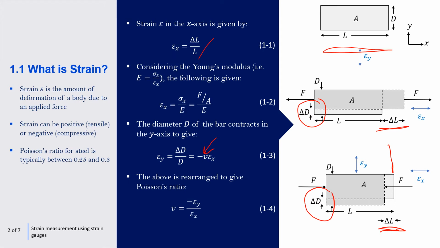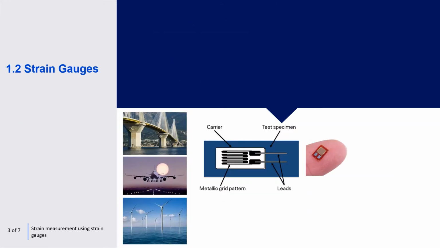This can be rearranged to make Poisson's ratio the subject, which is effectively just minus the strain in the y over the strain in the x. Typical values for steel are between 0.25 and 0.3. So how is strain measured?